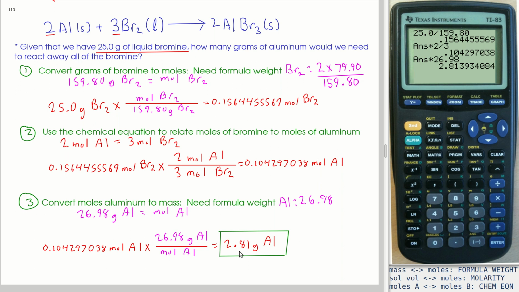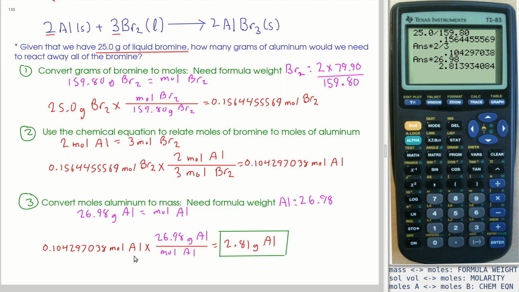Now, one thing you might have noticed here is that there are 3 steps. In the first step, we did a little dimensional analysis to convert between grams and moles. In the second step, we took the results of the first step and did a little bit more dimensional analysis to convert between moles of aluminum and moles of bromine. And in the final step, we took the results of the second one and started with that and converted from moles to grams.